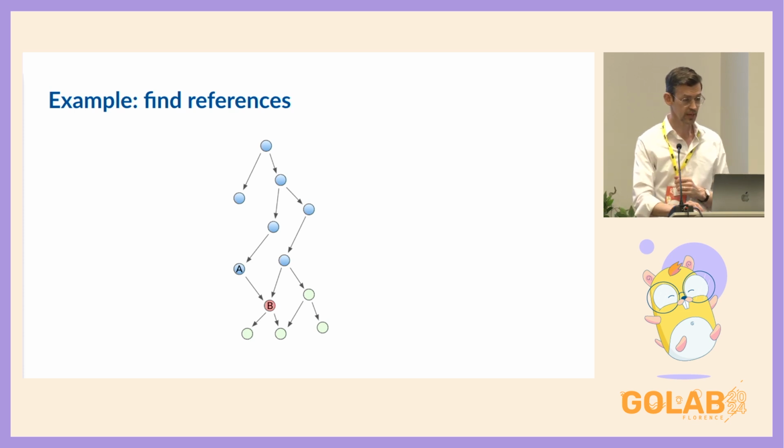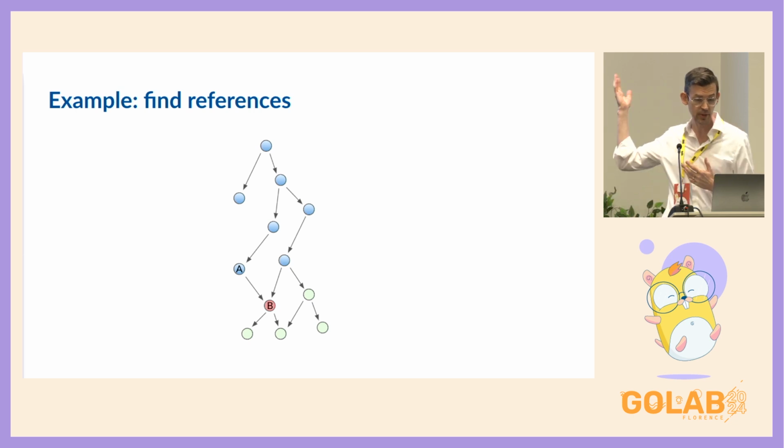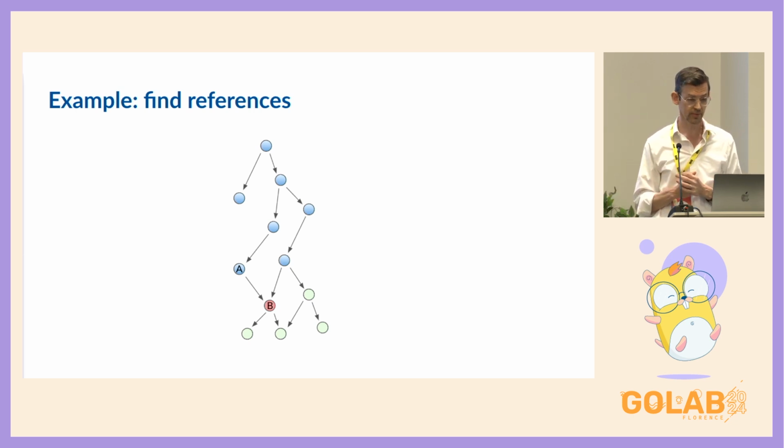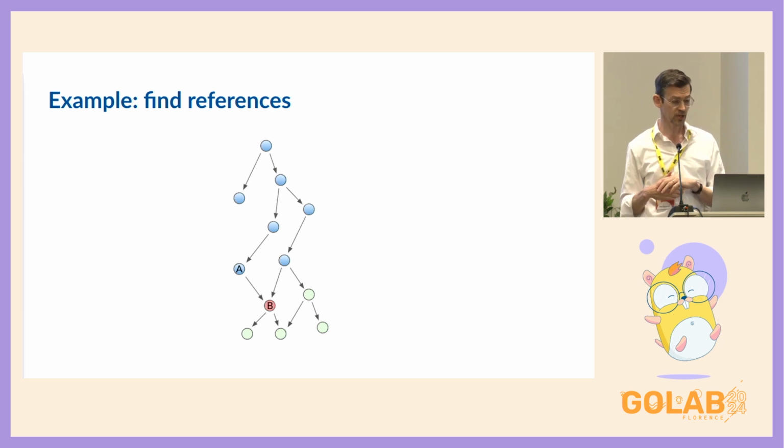So we'll use the find references operation as a running example. It returns the location of all the references to a selected symbol. Gopls used to simply locate the target symbol, then scan this big data structure for all the pointers to it. Let's say the target symbol is in package B here in red. If the symbol is unexported, so it has a lowercase name, then we only need to search within package B itself, so it's very quick.